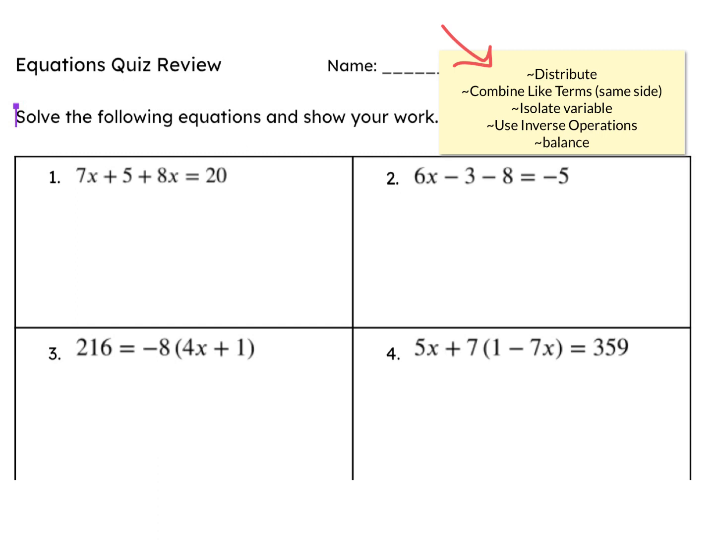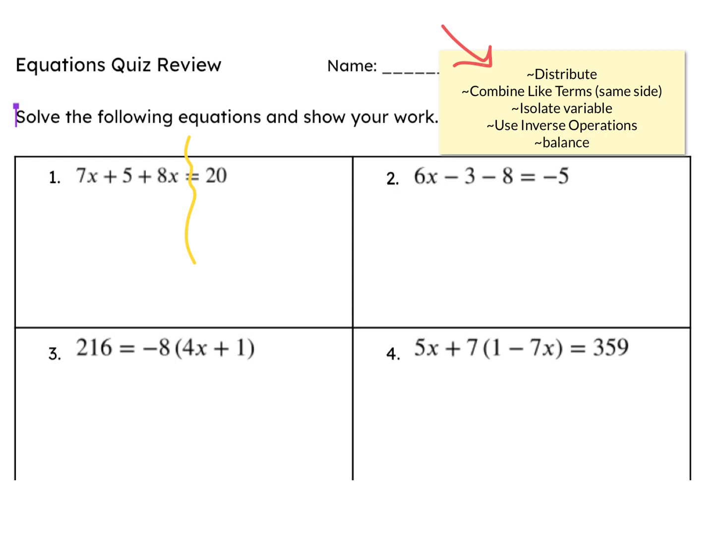We want to first look to see if we need to distribute, so look for those parentheses and see if you need to use the distributive property. Then combine like terms that are on the same side of the equal sign. And then the ultimate goal would be to isolate the variable, use inverse operations, and then always remember that we keep the balance. Whatever we do to one side, we do to the other.